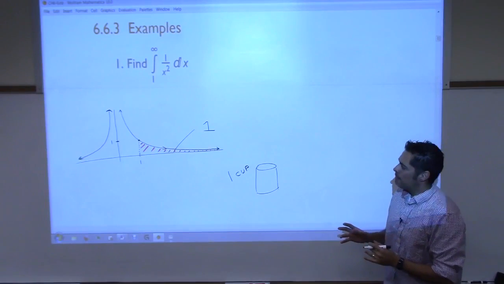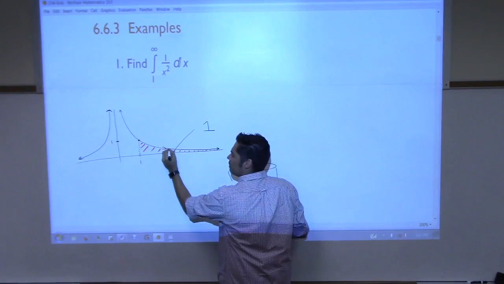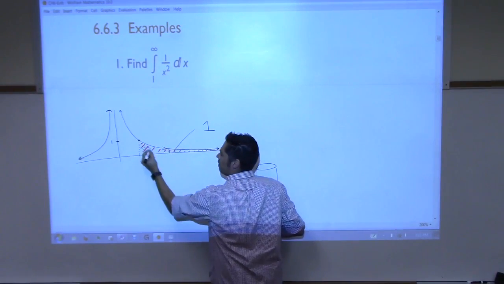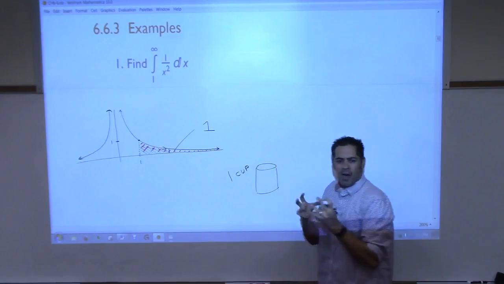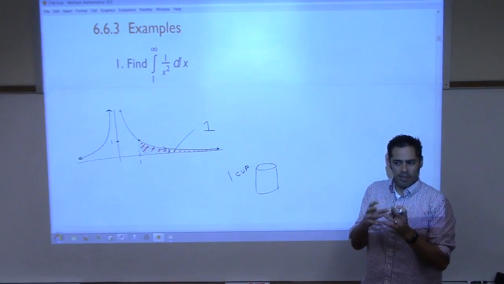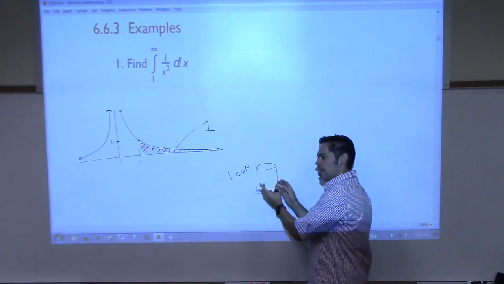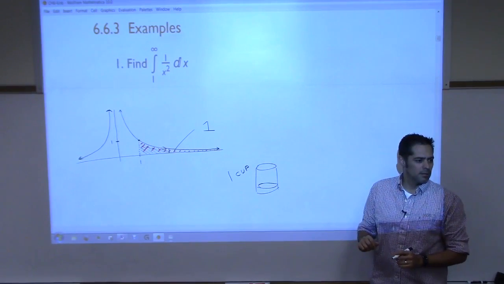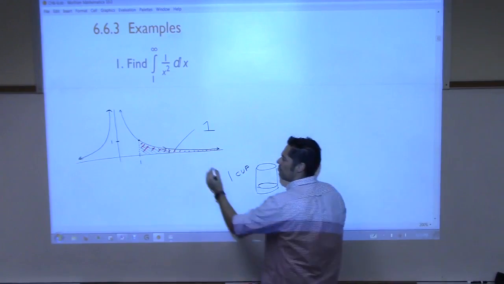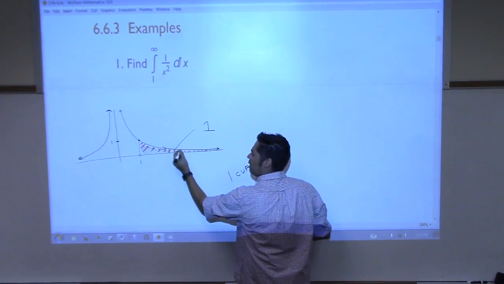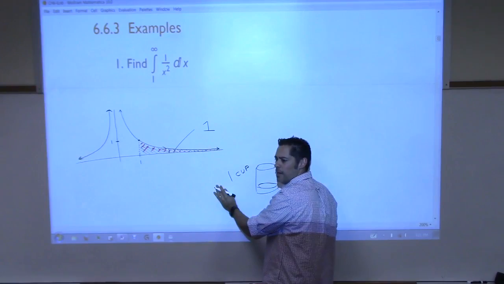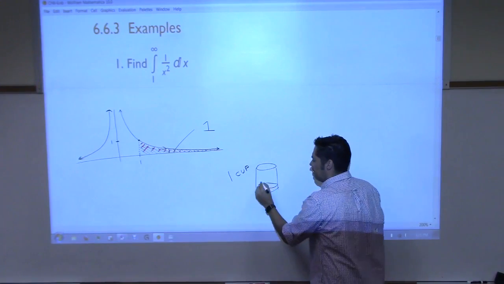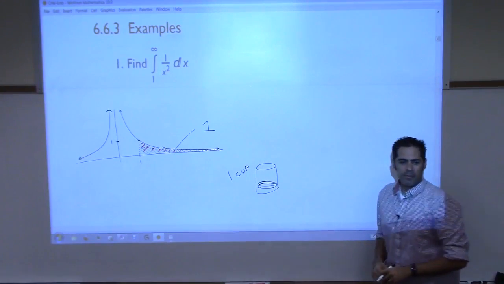If I took just this portion right here, that would have some positive area to it, wouldn't it? Yes? And I put it in here and I dump it in there and it's in there now, right? So I've somewhat filled up that cup a little bit. And then I go out a little bit further and I take just that region. That's going to be another positive number, right? I take that and I dump that in there. Now I'm going to have more in here.